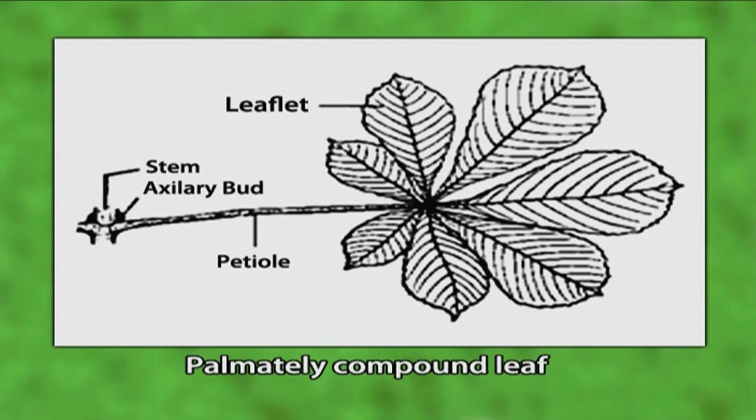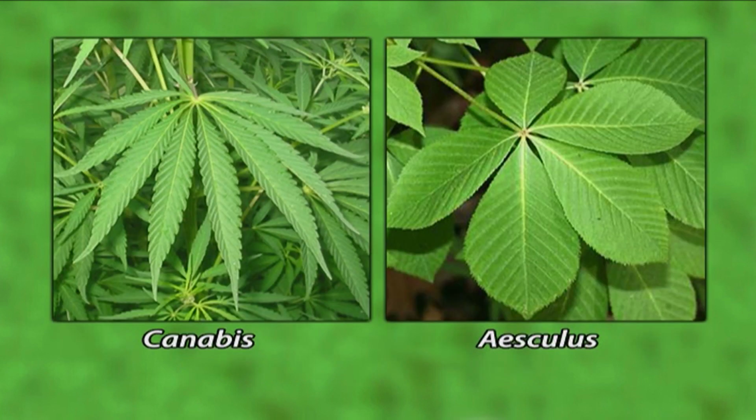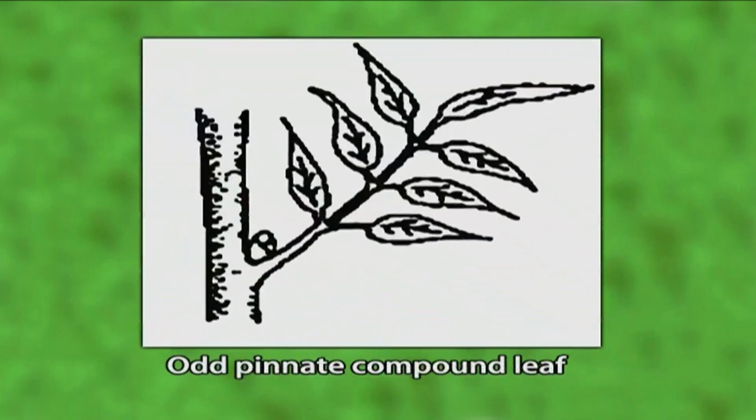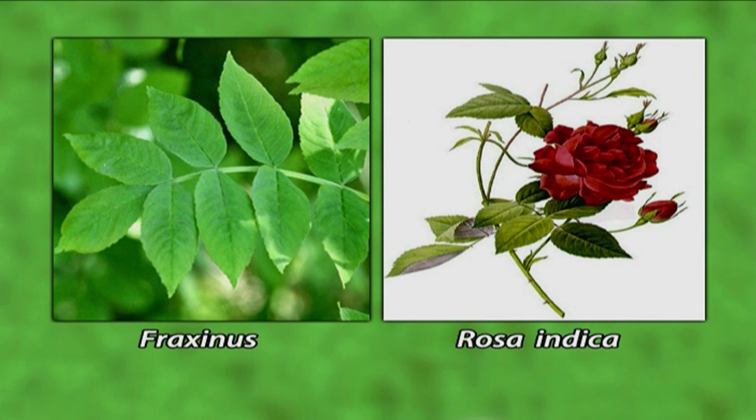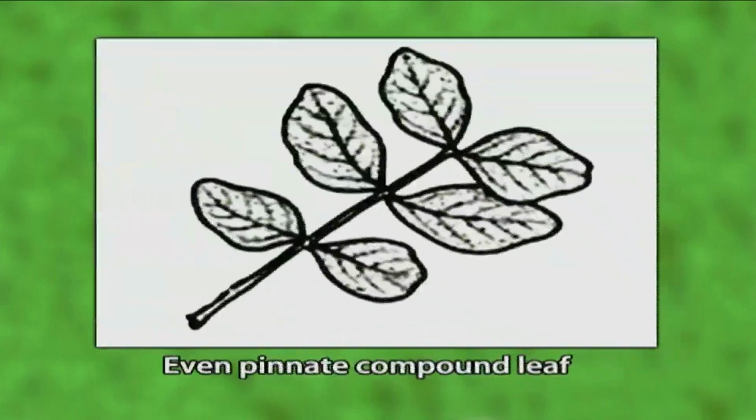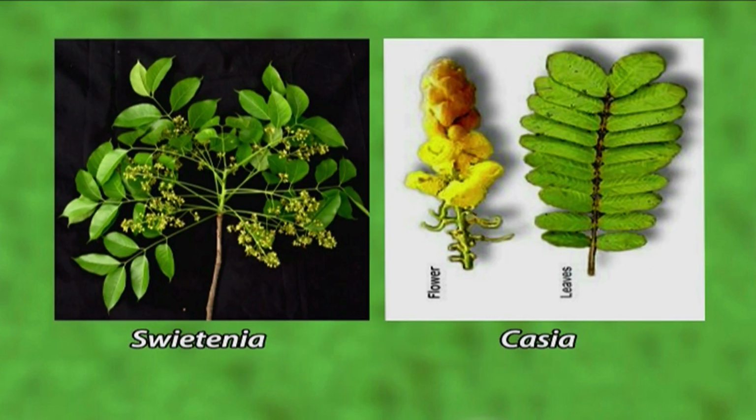Palmately compound leaf. These have the leaflets radiating from the end of the petiole like fingers of a palm of a hand, for example, Cannabis, Aesculus, etc. Pinnately compound leaves have the leaflets arranged along the main or midvein. These are of the following types. Number 1, imparipinnate, odd pinnate leaves. These are with a single terminal leaflet, for example, Fraxinus, Rosa indica, etc. Number 2, paripinnate, even pinnate leaves. These lack the terminal leaflet, for example, Sesbania, Cassia, etc.